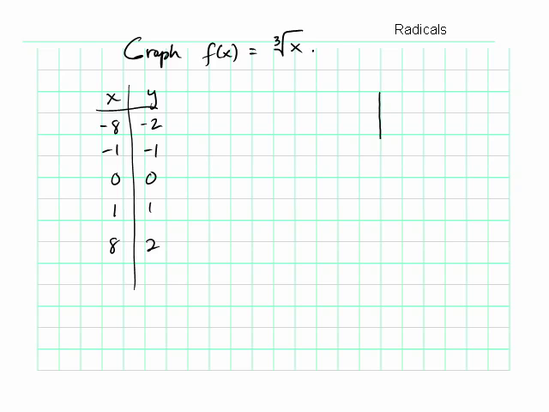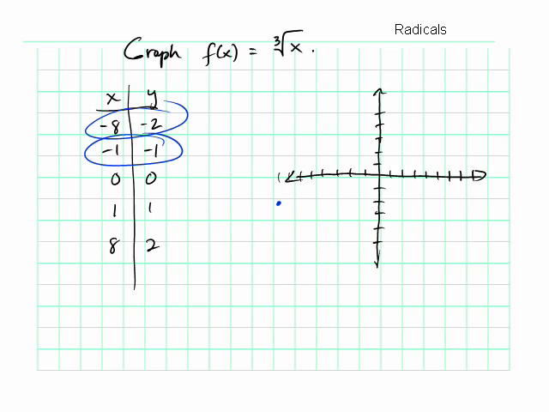All those points I can plot. Let's see what they look like here. Okay, negative 8, comma negative 2 would be way out here somewhere around there. Negative 1 is about here. 0, 0, 1, 1, and 8, 2.